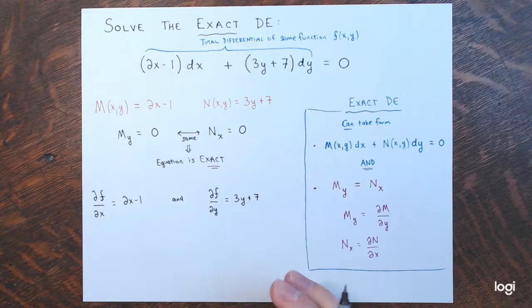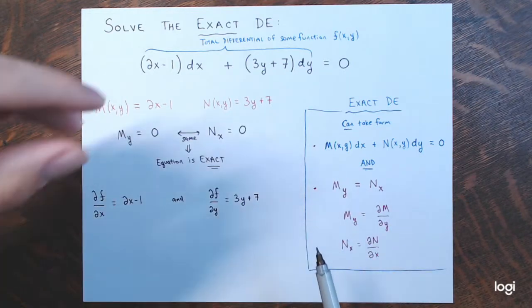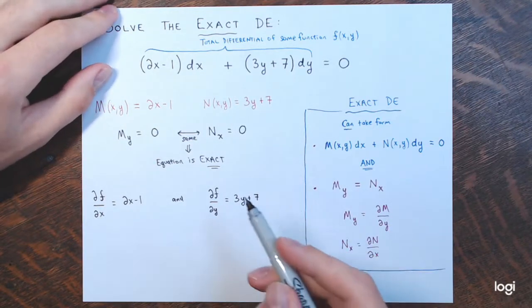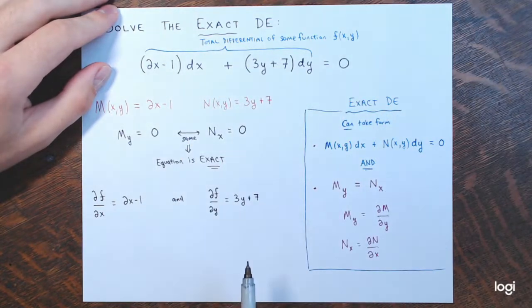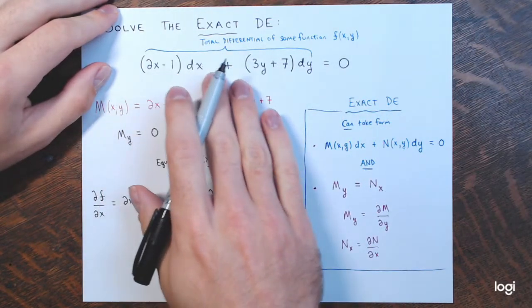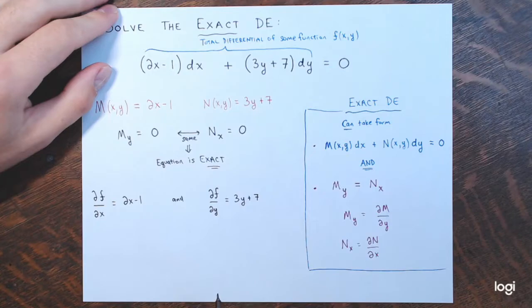Alright, and then we're going to use this information here one at a time to help us figure out what f needs to be. And then we'll go from there and use that f, and the fact that this is a total differential of f, to solve the equation.